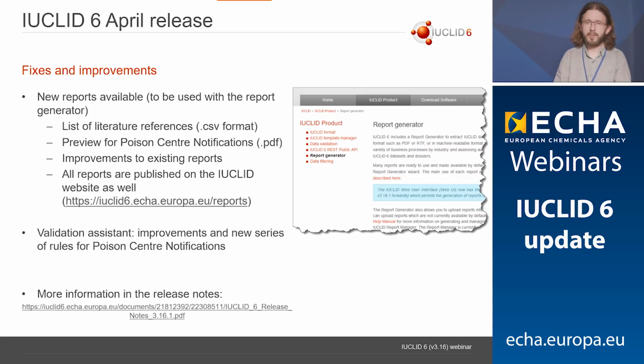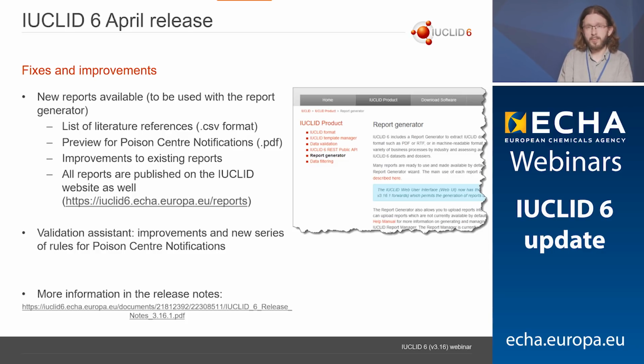If we continue through the list of fixes and improvements, I would like to mention new reports that are available inside Euclid. You can now generate from a substance or a mixture, dataset or dossier, the list of literature references, and this is available as CSV format, a structured text format. You can also preview your Poison Centers notifications as a PDF file, and we did several improvements to existing reports.